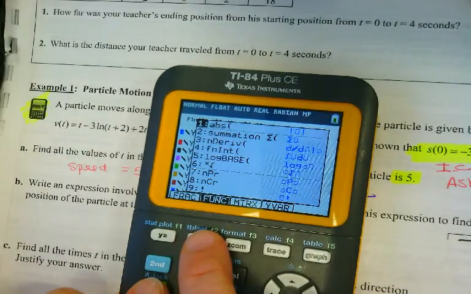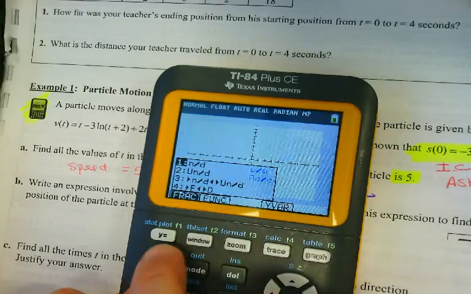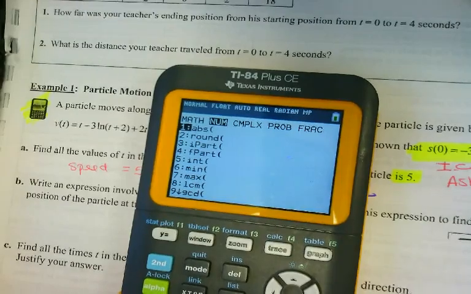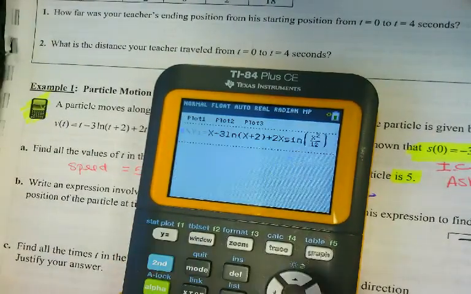Is it alpha top row as well? I'm sure it's got to be in here. I know it's in math. I was just seeing if it's in alpha top row. It's not. All right, I'm going back to math. Math, arrow over to number. ABS is right in there for absolute value. So I'm in Y2.